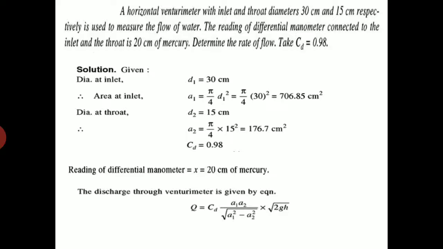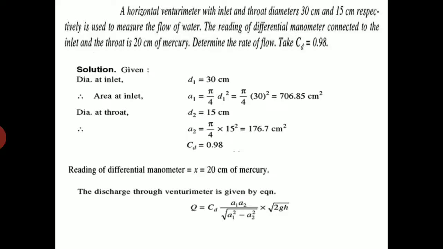A horizontal venturimeter with inlet and throat diameters 30 centimeter and 15 centimeter respectively is used to measure the flow of water. The reading of differential manometer connected to the inlet and the throat is 20 centimeter of mercury. Determine the rate of flow and take CD is equal to 0.98. So let us understand what is the data being given to us.